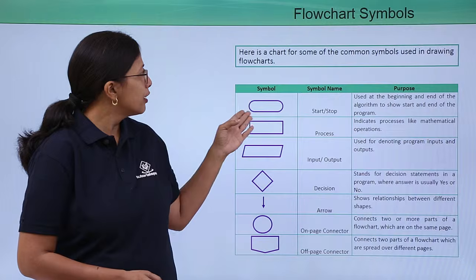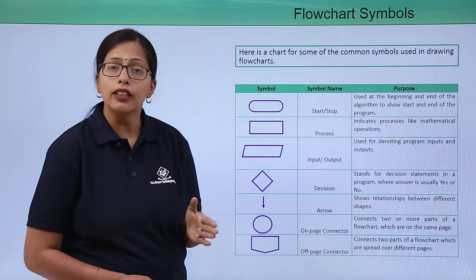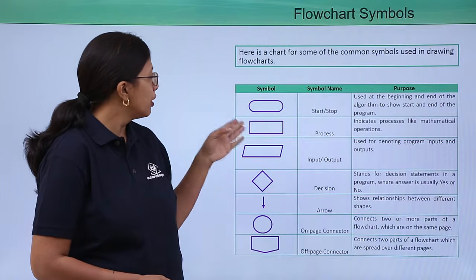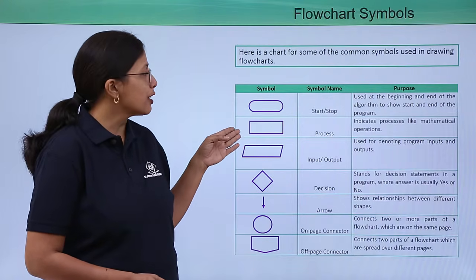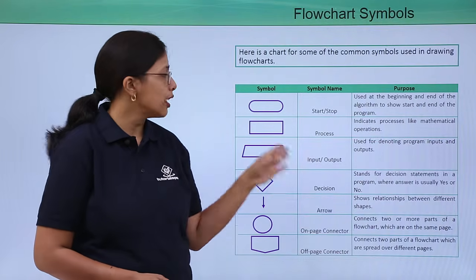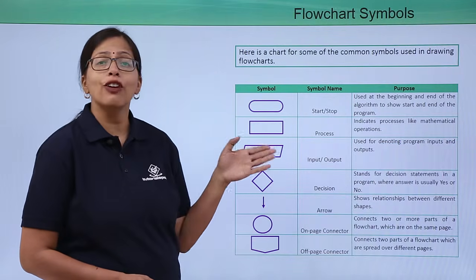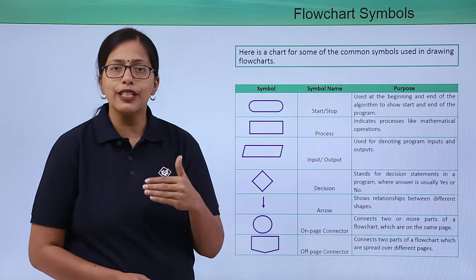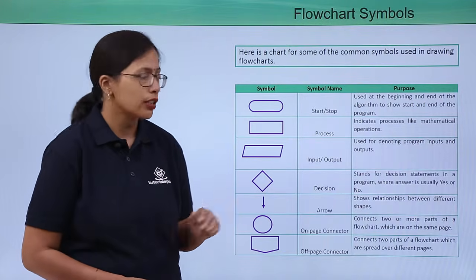As you can see here, this is the start/stop symbol, which is used at the beginning or the end of the program. This is the symbol for process. Any process like addition, subtraction, any mathematical process is to be shown within this symbol. This is a parallelogram for input or output. If you want to read something or print something out to the user, you will use this.